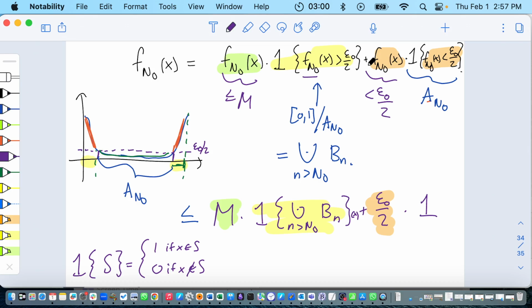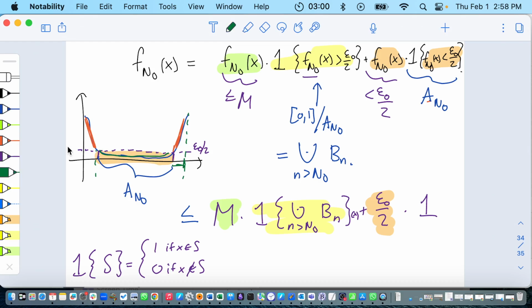Now that I have the terms color-coded, let me color-code the picture of this thing. Okay, let's do this. This is great. So we have the middle set, the orange set. That's A_n naught, and in A_n naught, the whole function is less than epsilon naught over 2. That was the definition of A_n naught. That's the orange term.